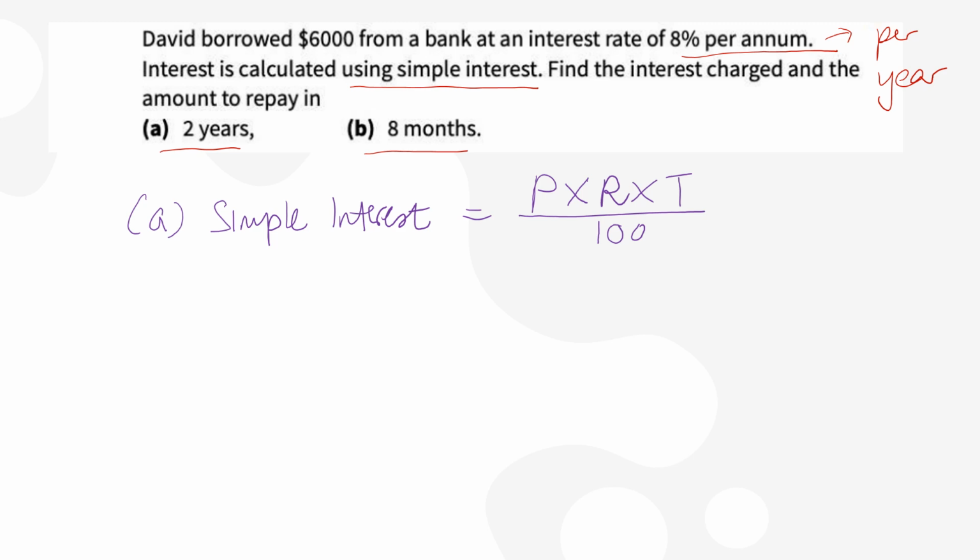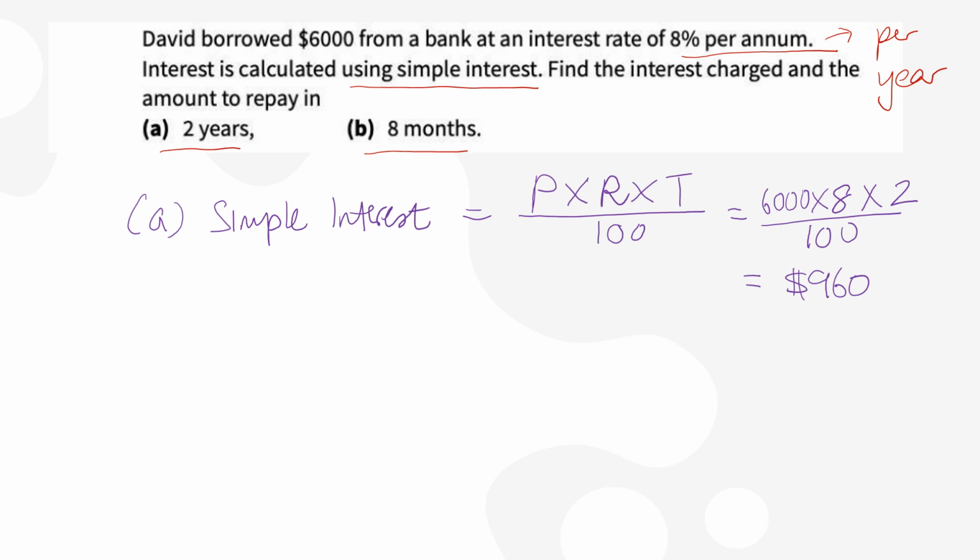Okay, so let's put in the details. The value for principal will be 6,000. The rate is 8%, and he borrowed it for 2 years, over 100. So you can just use your calculator to work the value out. Alright, so the simple interest that David has to pay in 2 years is 960.